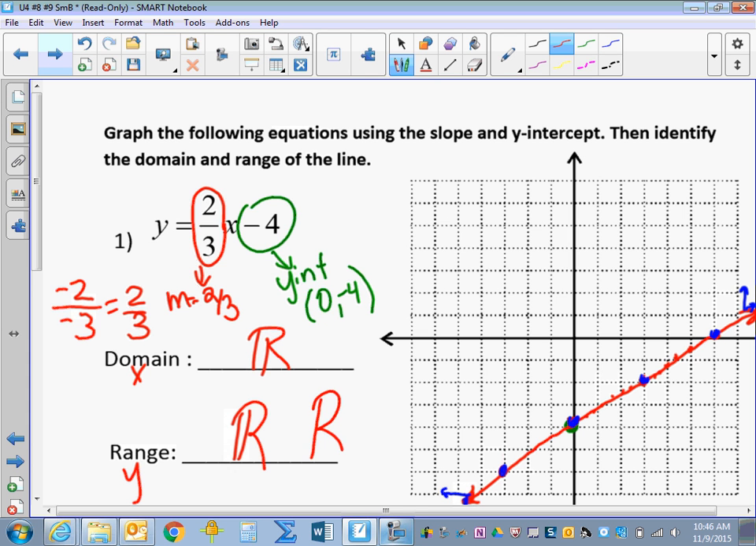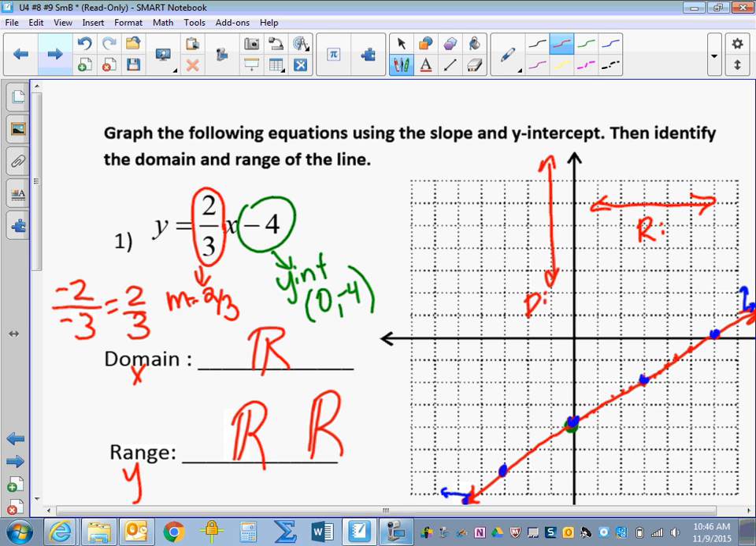Do an R, and then put an additional line next to it. Remember, it all has that arrow on the end. Now do be careful, our horizontal and vertical lines aren't going to be all real numbers for everything, because my vertical line does not go to the left and right, and my horizontal line does not go up and down. So my domain for my vertical line is not going to be all real numbers, it's only going to be the single value here, and my range for a horizontal line is not going to be all real numbers, it's just going to be the single value.